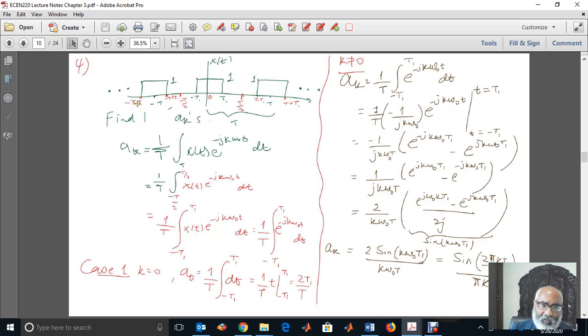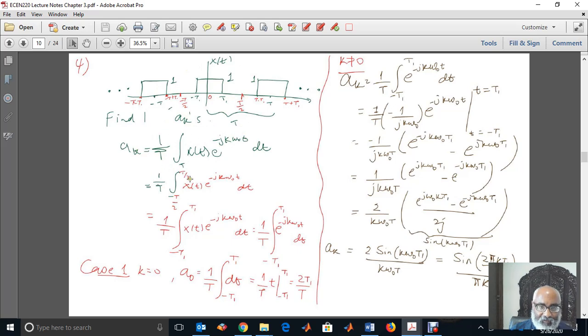Okay, so anyway, this is a periodic square pulse. How do we know? From the graph. So for some signals you can easily know the period from the graph. Okay, so this is the square pulse. Let's find the a_k.